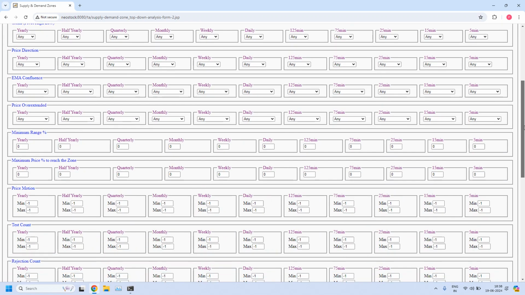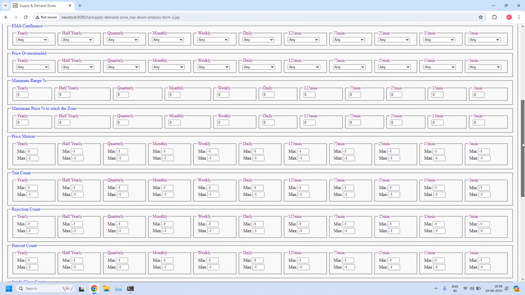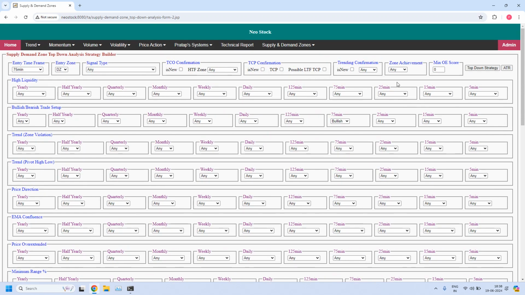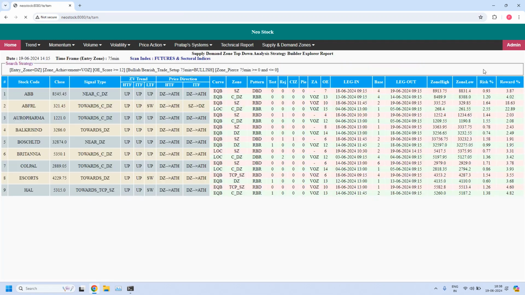And the 3 filters, the first one, pierced count. So I am setting pierced count on 75 minutes, minimum value 0, maximum value 0. And the zone achievement is a violated opposing zone, minimum odd enhancer score is 12. With these filters, I am generating, and 9 stocks are filtered. These 9 stocks are supporting bullish trade setup for weekly income trade, that is entry time frame 75 minutes.